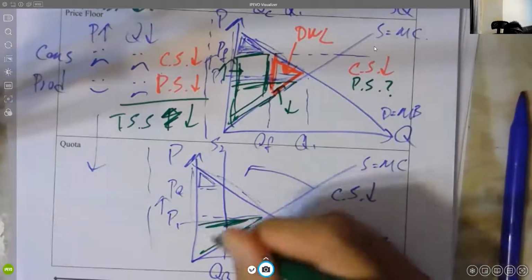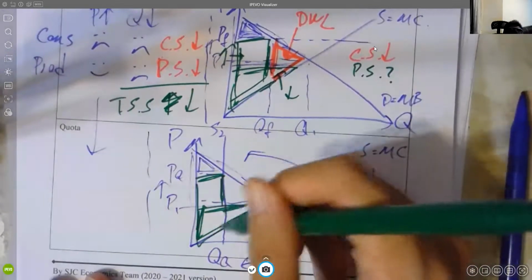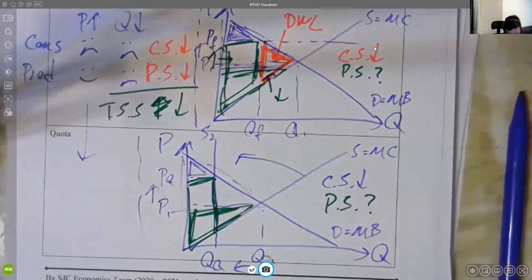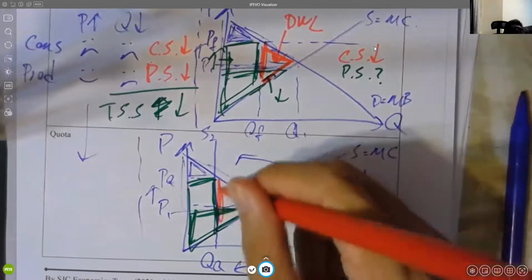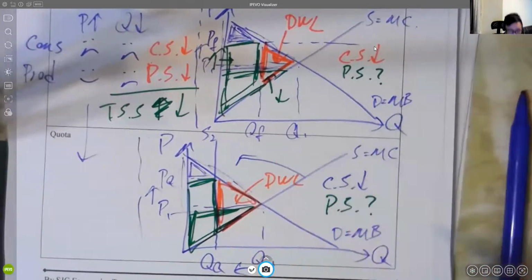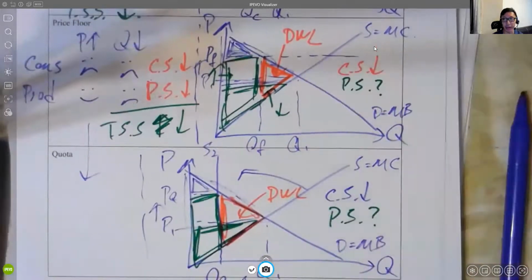Original PS, this guy. New PS, this guy. Trapezium thing. You will know. Producer surplus, unknown. But the thing is, we are definitely sure we have a deadweight loss right here. Deadweight loss. All right, you see? They are very similar. Only difference is about the supply curve. Okay?